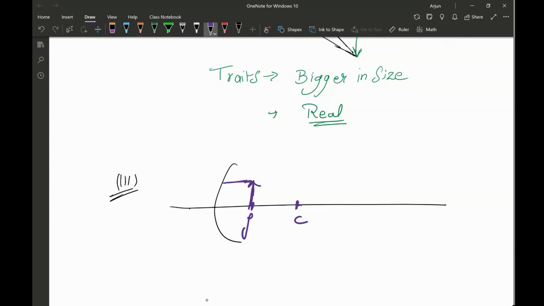So first ray parallel to the axis passing through the focal point. Second ray again starting from the tip passing through the center of curvature, something like this. Oops, I drew it wrongly, a little wrong. So it should be something like this.